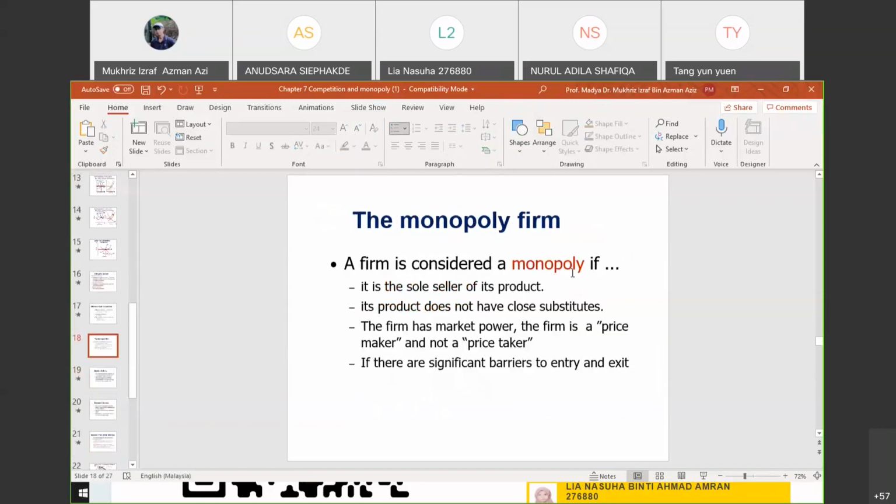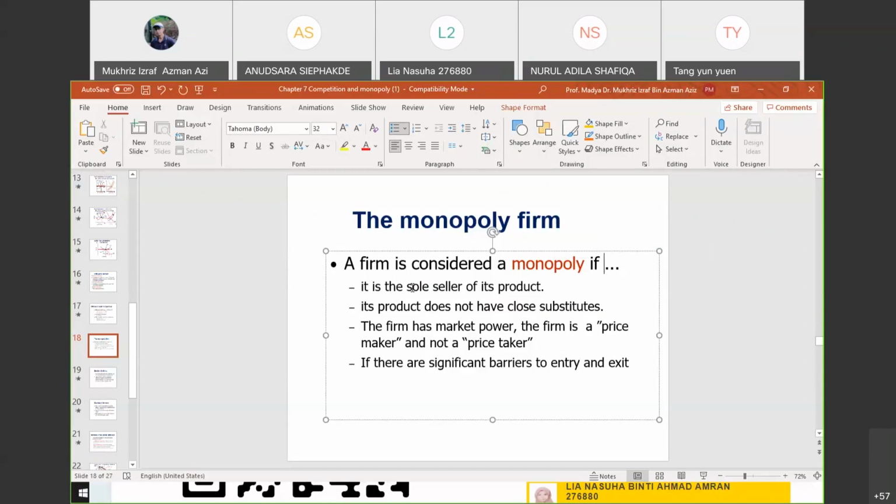So let's see what is monopoly. The word mono means one. Like monogamy, meaning you only have one partner, or one wife. Polygamy means that the husband has more than one wife. So the same thing here. Monopoly, so there is only one firm producing in the market. So the word is sole producer.